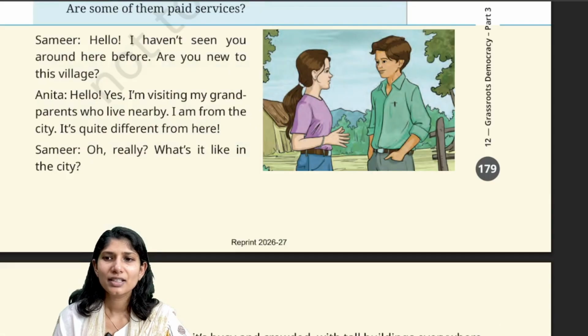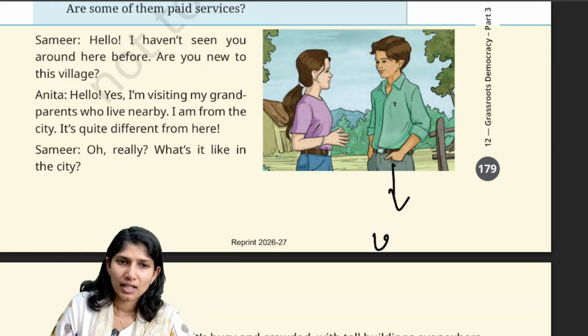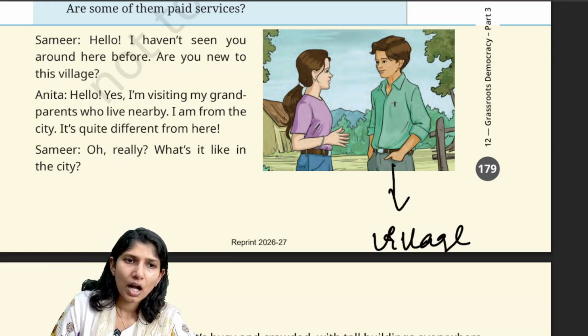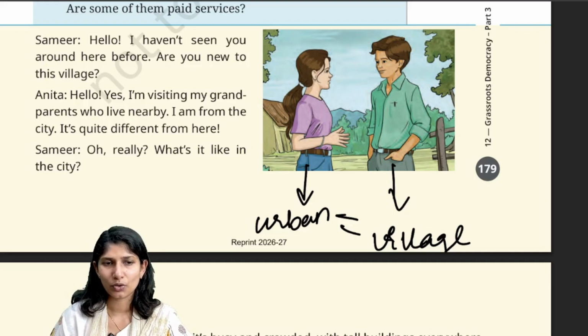Now here they are introducing a story. What is the story? It is between two students, Samir and Anita. Samir is from a rural area, Anita is from an urban area. They exchange pleasantries and say that both of them will now try to share how the village administration is, how the urban administration is, and what similarities they find in both of these.